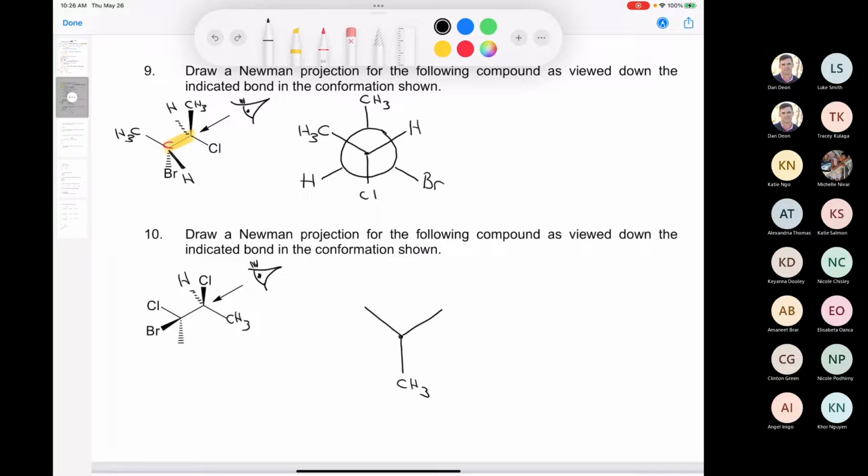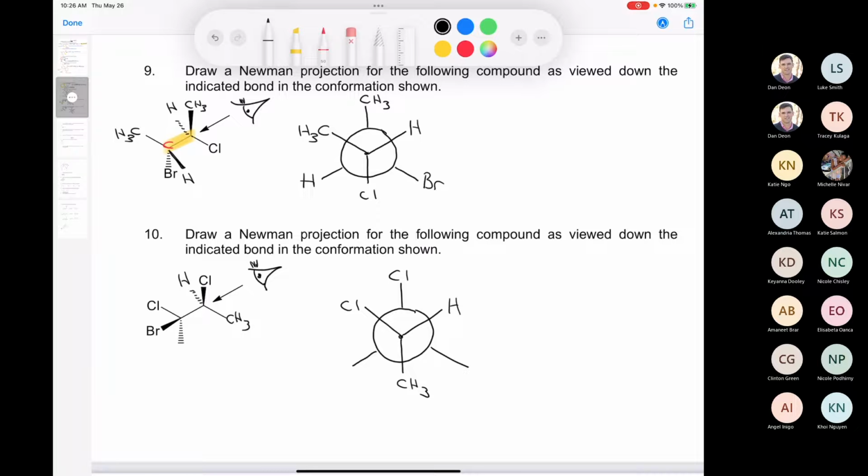So the chlorine would be here, and our hydrogen would be up here. For the carbon in the back, we draw our circle. We have a bond going straight up, and these two bonds. So what's going straight up? What's in the plane of the board or the screen? It's the chlorine. Chlorine is going straight up.